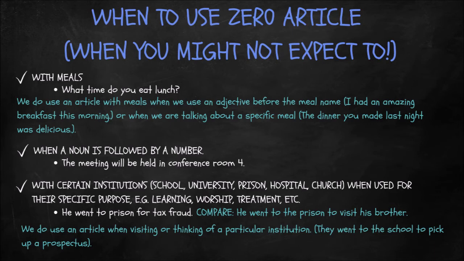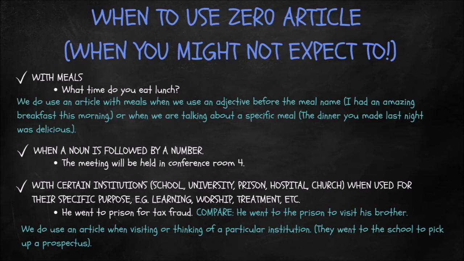Okay, so there's actually an exception to the exception. Of course, that's confusing, isn't it? Also, we use zero article or no article when a noun is followed by a number. Remember, a number is actually a type of determiner, so it helps us to determine which thing we are talking about. So the meeting will be held in conference room 4, or your train leaves from platform 6, etc.